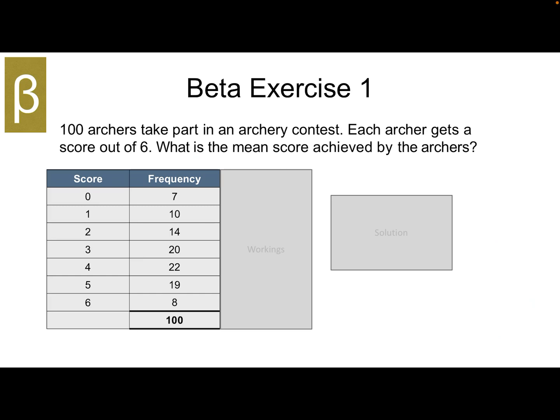Okay, right, have a go at this one. 100 archers take part in an archery contest. Each archer gets a score out of 6. What is the mean score achieved by the archers? Could you also please find out the range, mode and median for this one as well?